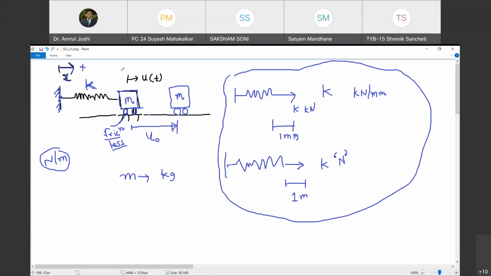And then I have written something here. What is that? It is u of t. That's what I have written. To understand that, let us first understand what I am going to do with this block of mass M. Let us say I pull this block of mass M by a force such that it occupies the position which is marked by distance u0 from its mean position. Are you with me? Yes, sir.